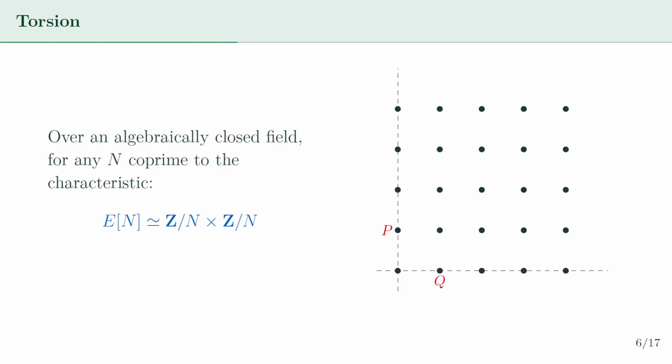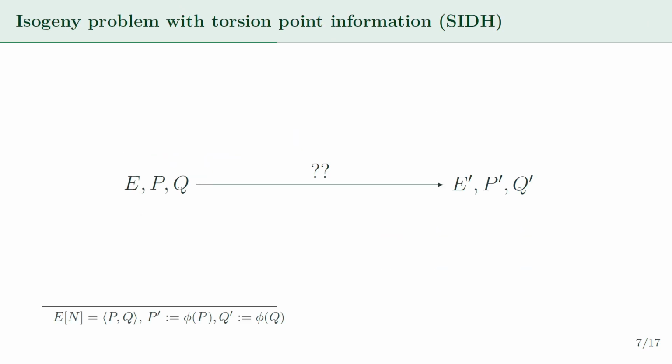So when we talk of torsion point information, it means revealing the images of such a basis, okay? So when we talk of an isogeny problem with torsion point information, it means you are given the 2 curves, but you are also given the image of a basis. So P prime here is the image of P, and Q prime is the image of Q, okay?